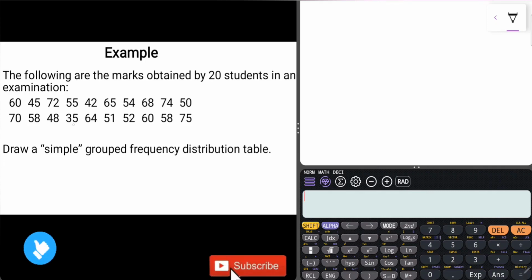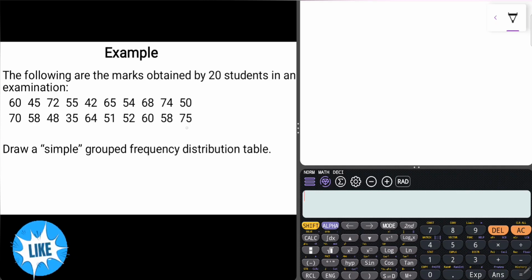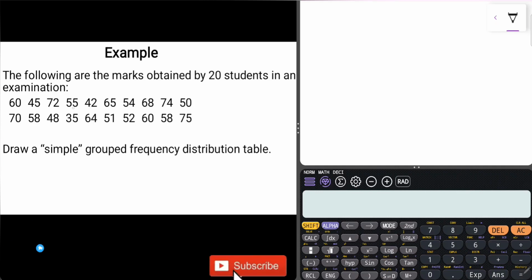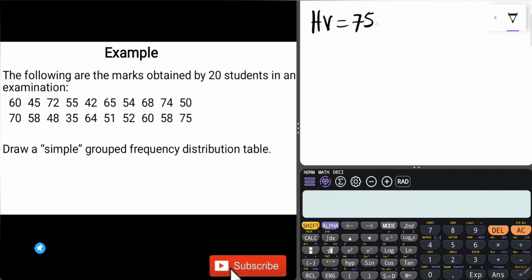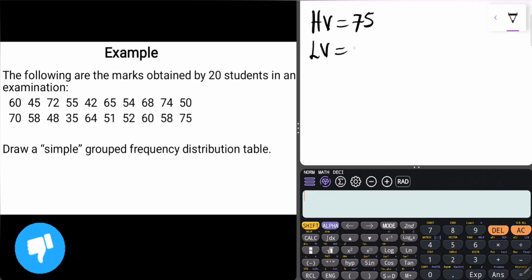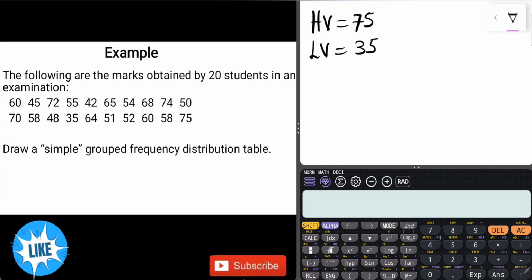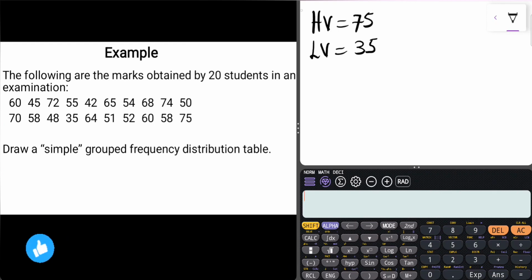So you can clearly see that the highest value of this set of data was 75, right? And the lowest value is 35. So we have the highest value to be equal to 75, and the lowest value to be equal to 35. So that's the first step. You locate that. The second step is to find the range. How do you find the range? The range is simply the difference between the highest value and the lowest value. That will help us to find the range. So this is step one.